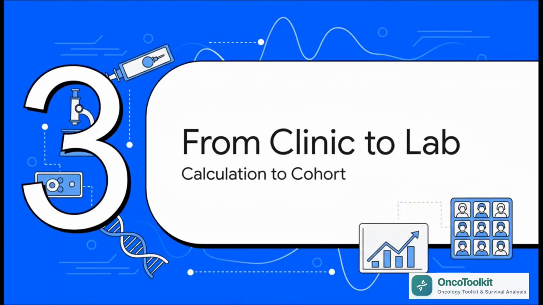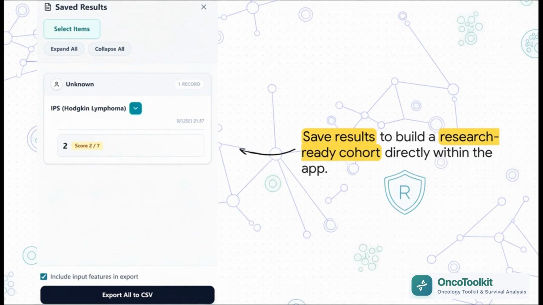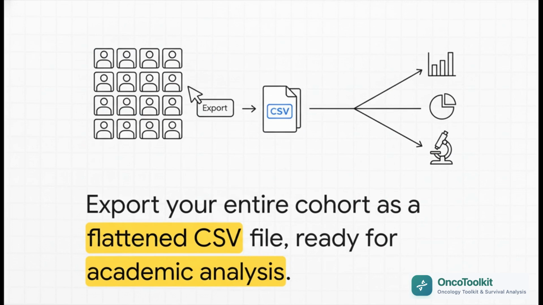This is obviously a game changer for individual patients in the clinic, but its power goes way beyond that. Let's talk about how we can go from a single calculation to building a full, research-ready cohort. Every time you run a calculation, you can just hit save. In this saved results view, you can see how, patient by patient, you're building a structured dataset that's ready for research. This is the bridge from a clinical tool to a research engine. With one click, you export your entire cohort as a clean, flattened CSV file, perfectly formatted to drop into any stats software for serious academic analysis.